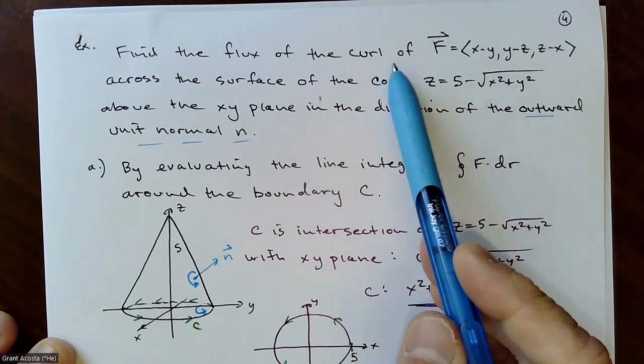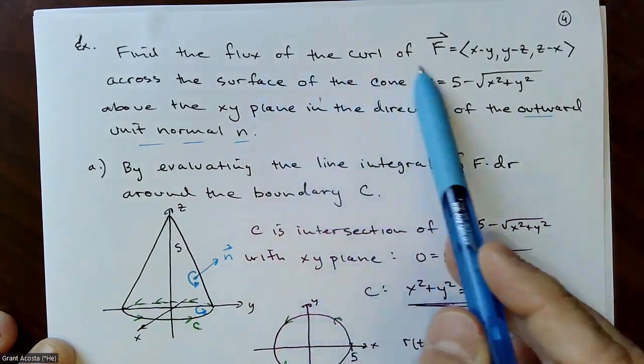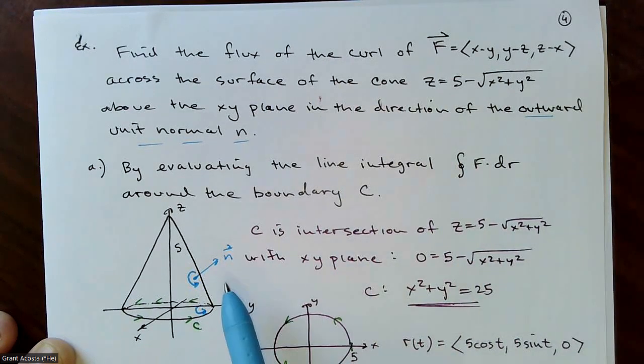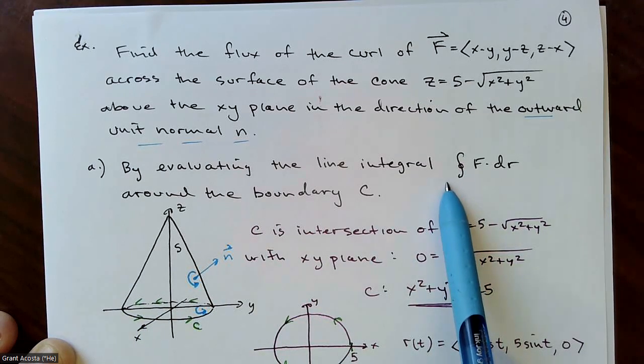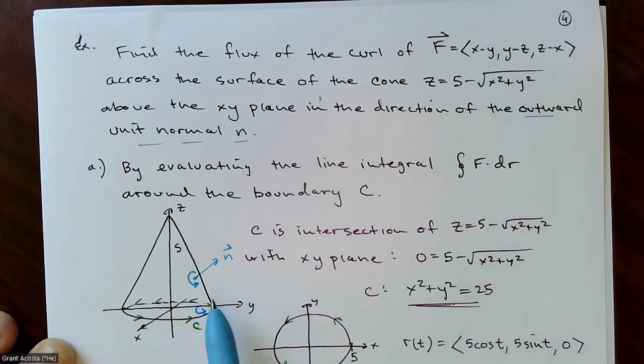Okay, back to the problem. So they're actually asking us to find the flux of the curl, but because that should be equal to the circulation around the boundary curve, one way to do this is to just evaluate the line integral of F dotted with dr around this circle.